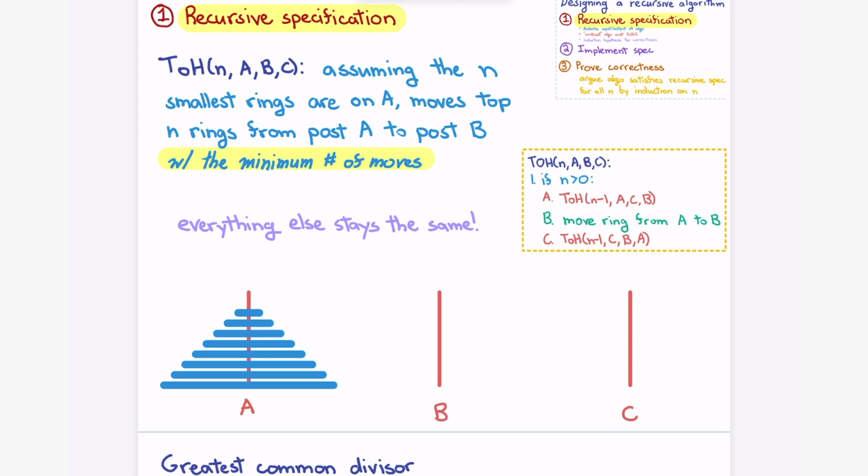Because now you have to argue that in order to move the bottom ring from A to B, you have to move the n minus 1, by any method, from A to C just to get it out of the way, right? And you'll have to move it back afterwards. So those are the things you have to do. But the key point is that by induction, this is the minimum way to get them out of the way, and this is the minimum way to put them back.